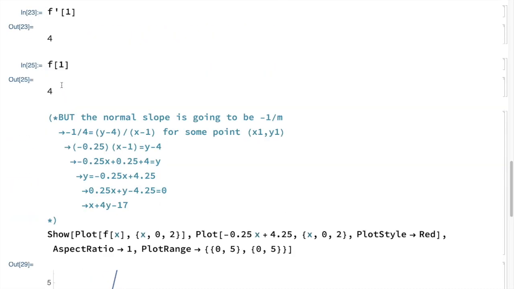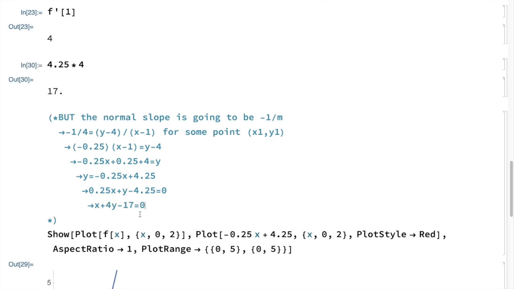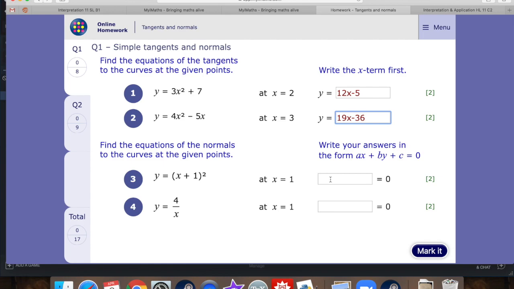Let me just make sure because I don't want to do this more than once. So times 4. Yeah, okay. So my final answer should be x plus 4y minus 17. This is the thing I actually type in: x plus 4y minus 17 is equal to 0. Super duper. All right, how about this one then? Y is equal to 4 divided by x at x is equal to 1.